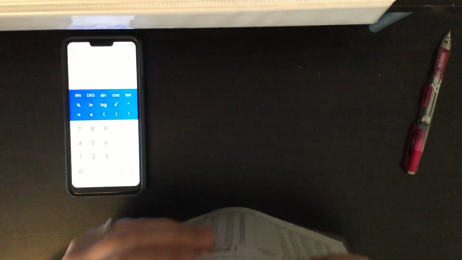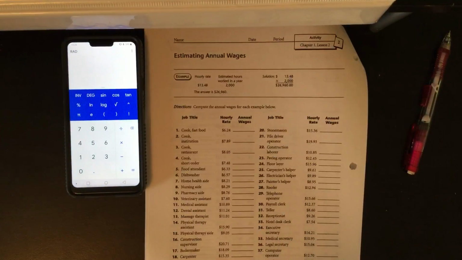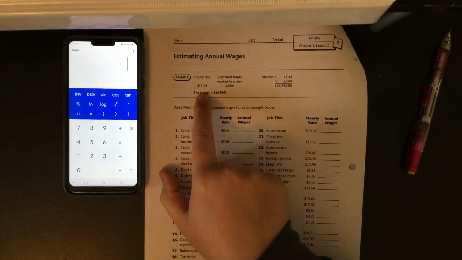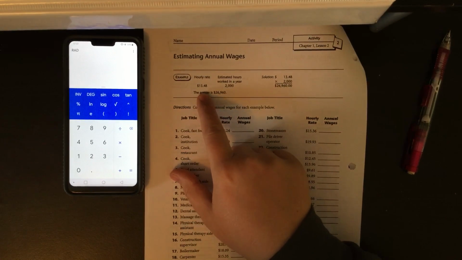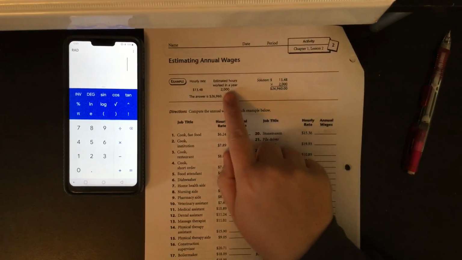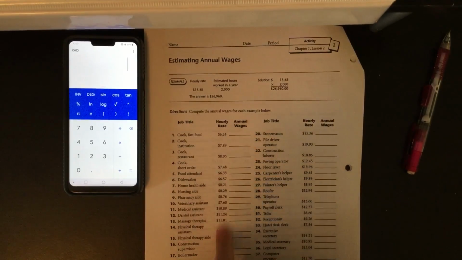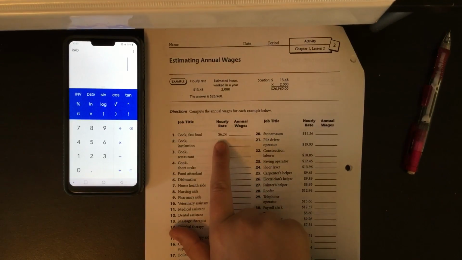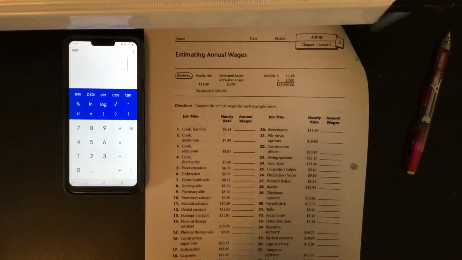For the second page, we are estimating our annual wages. If you look at the example, what they're doing is taking the hourly rate. For the example, it's $13.48, and you're going to multiply that by the estimated hours worked in a year, which is 2,000. So for all of these questions, we're going to take our hourly rate and multiply it by 2,000.